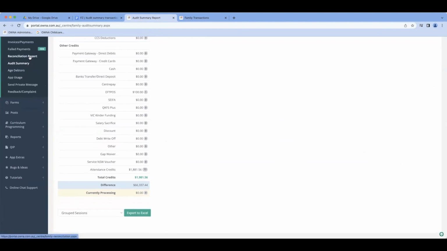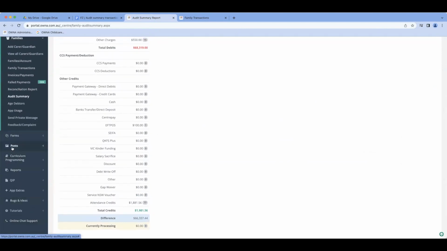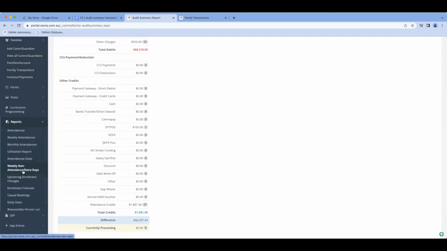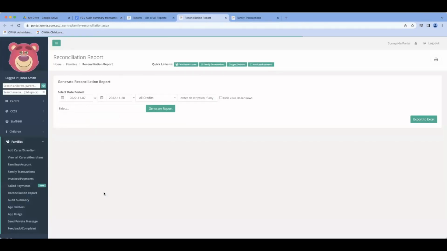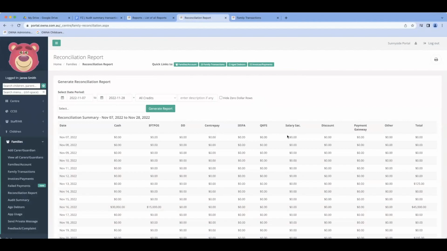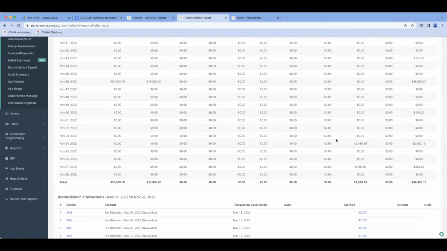If you use the reconciliation report as well, which is also available under families, or you could go under reports and look for it that way. It uses the exact same data as the audit summary. So again, if you're using the reconciliation report, balance your accounts first. I'm just going to leave the date range so I can show you what it looks like. But essentially it uses the same data, but just in a different format.